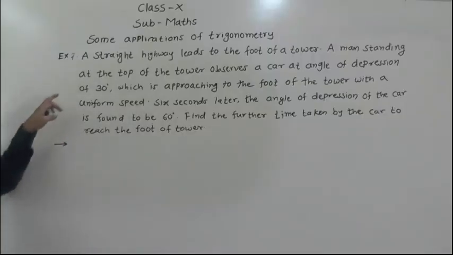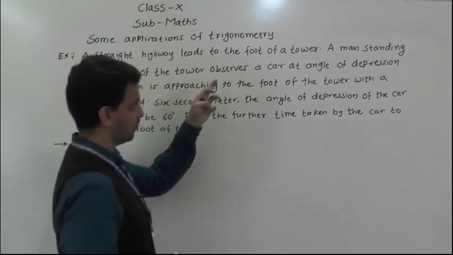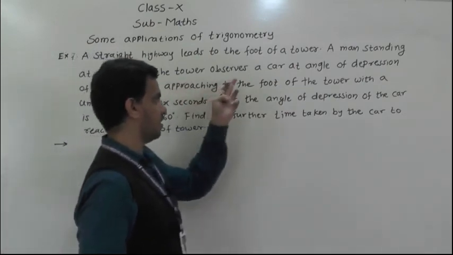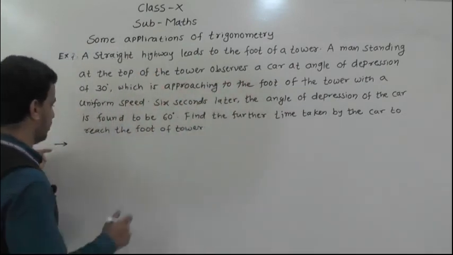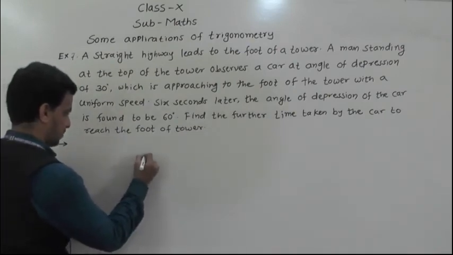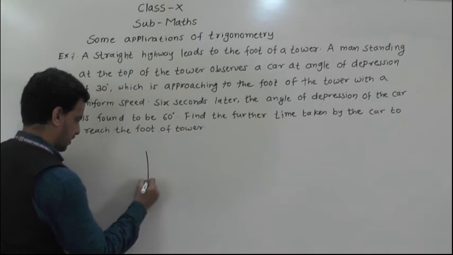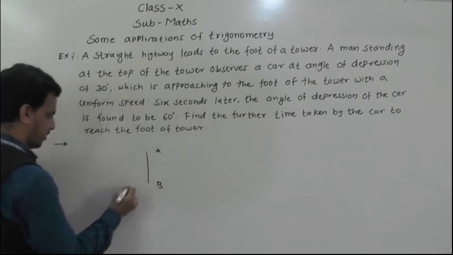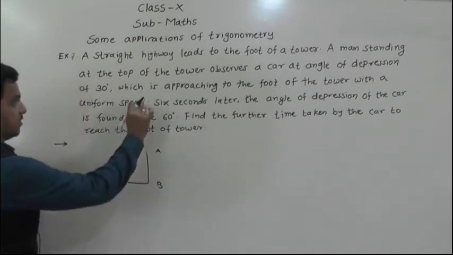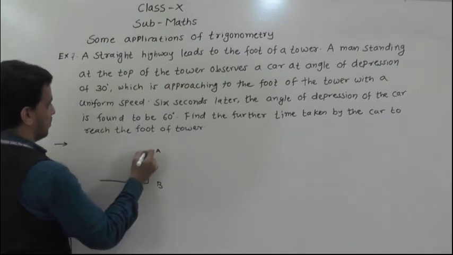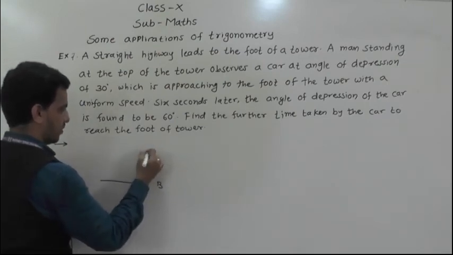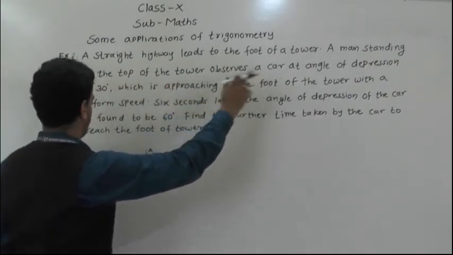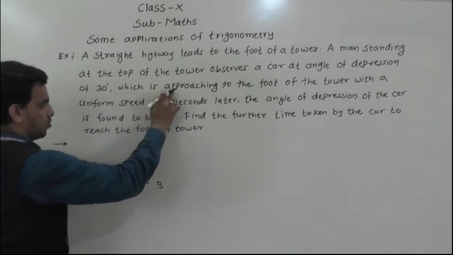Next example is, a straight highway leads to the foot of a tower, means a tower is there. A man standing at the top of the tower observes a car at an angle of depression of 30 degree. Okay, so we will draw the first diagram. Here tower is there, suppose AB, that is a tower. This is highway. Then what is given? A man standing on the top of the tower, so man is here at point A, observes the car at an angle of depression of 30 degree, which is approaching to the foot of the tower.